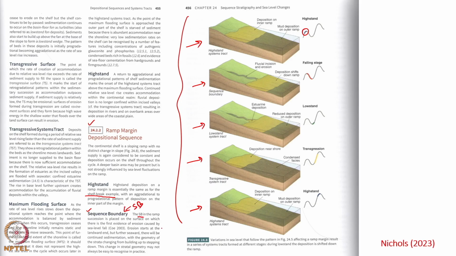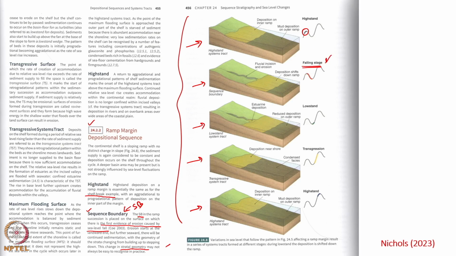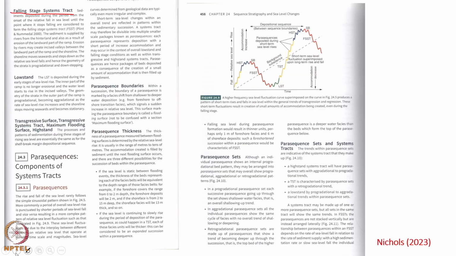The sequence boundary in the ramp succession. In the falling stage, there will be first evidence of erosion caused by the sea level fall. Erosion starts in the landward end first, and how the stratal geometry changes may not always be easy to find out. Falling stage systems tract. That means in the falling stage, what kind of systems tract will be found is discussed.